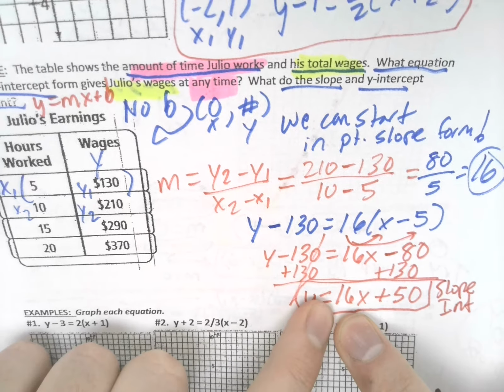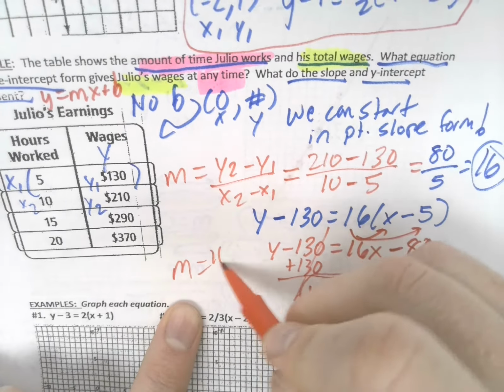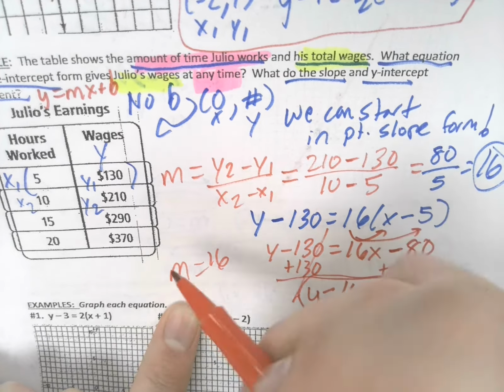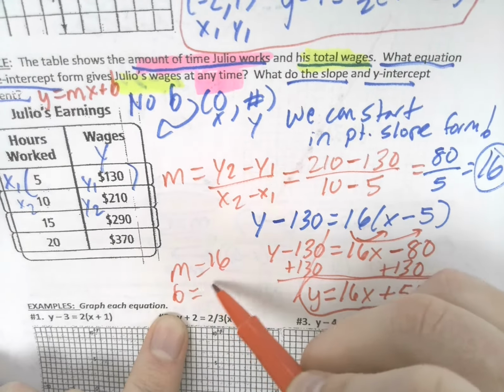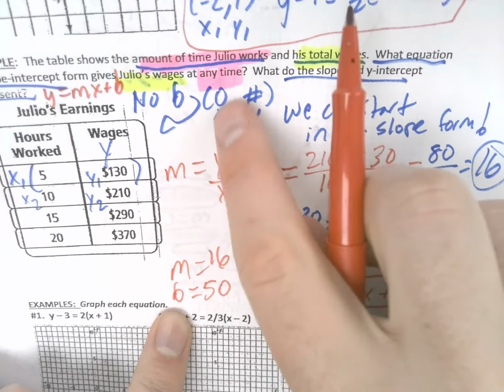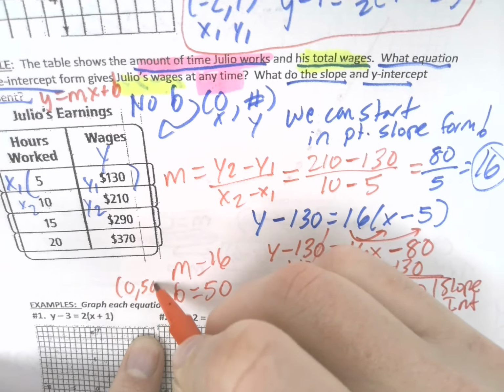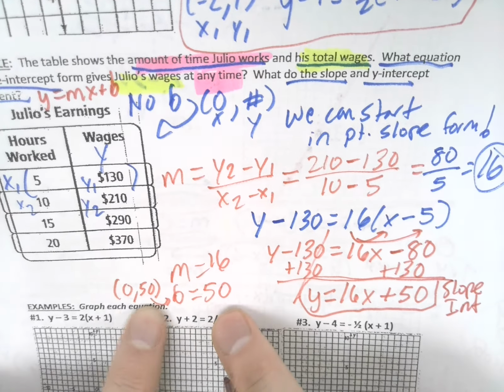And we know our slope. We found that at the beginning. That's 16. We've known that for a hot minute. But now B, we know that's 50. And remember, B is our y-intercept. That's where x is 0. So this is really 0, 50.